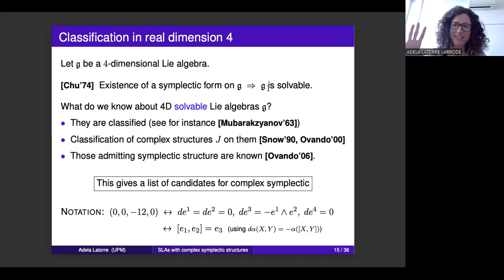I'm going to show a table, but let me say a few words about the notation I'm using, because I will denote the Lie algebras as tuples, like this. In this case, if I have a 4-dimensional tuple, this means that the Lie algebra has dimension 4. So the differential of the first element of the basis equals zero, the differential of the second one equals zero, the differential of the third one would be minus the wedge product of the first and the second, and so on. So this gives the differential, the structure equations. If you prefer the brackets, let's simply use the usual formula, right?